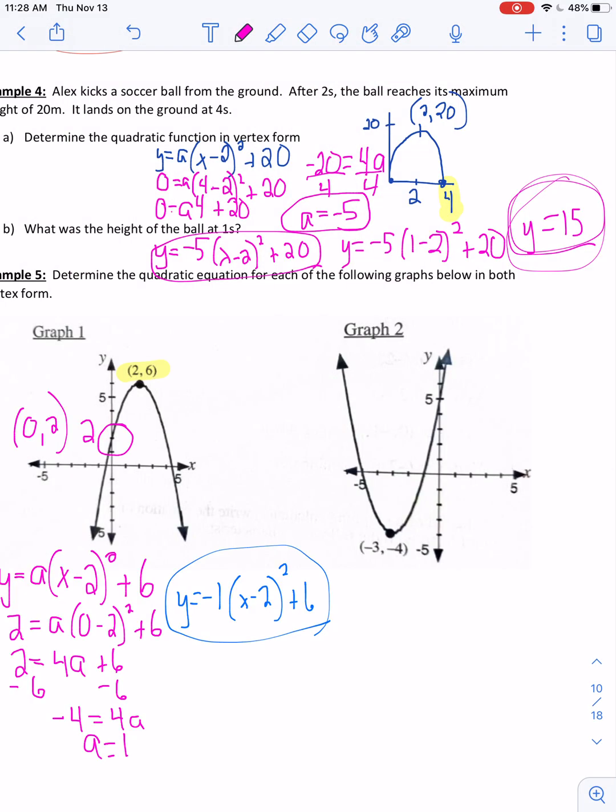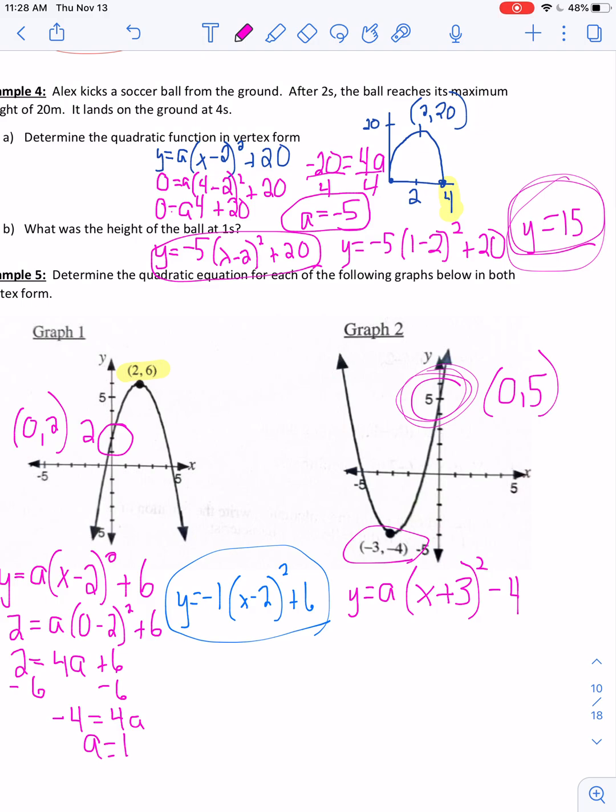Okay, let's try the other one. So y equals a. This time my vertex is -3, -4, opposite sign for x, so I have x plus 3 squared, same sign for y, minus 4. Now I'm going to just use the y-intercept again. So when x is 0, y is 5. So I'm replacing y with 5 and replacing x with 0.